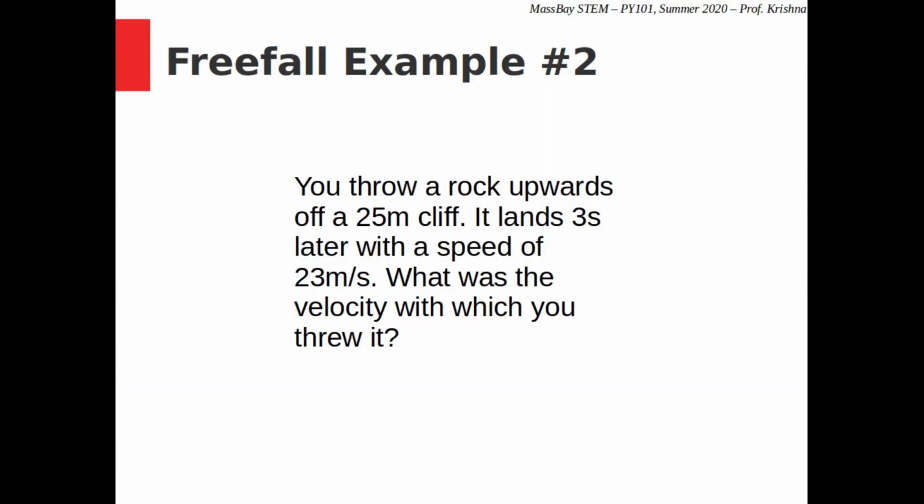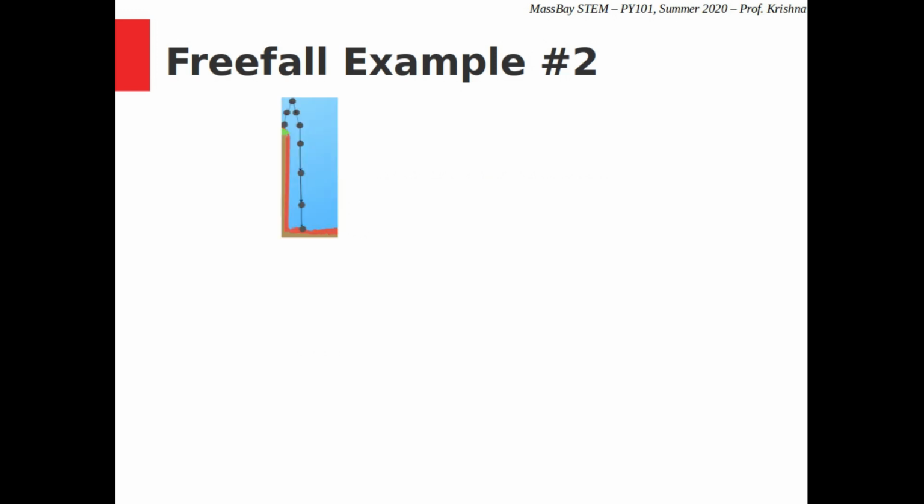How about this one? You throw a rock upwards off a 25-meter cliff. It lands 3 seconds later with a speed of 23 meters per second. What was the velocity with which you threw it? Step 1. Draw a picture. Remember, you threw the rock upward, so it reached its peak and then descended until it landed.